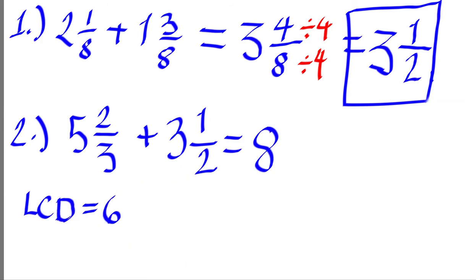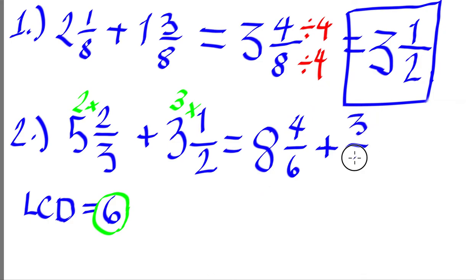Now since the LCD is 6, I think you know the drill. We divide the LCD by the denominator. 6 divided by 3 is 2, and 2 times 2 is the new numerator, so we have 4 over 6. Plus, 6 divided by the denominator 2 is 3, and then multiply that by your numerator: 3 times 1 is 3. So it's 3 over 6. Now since they are similar fractions, we copy the whole number first, and then 4 over 6 plus 3 over 6 gives us 7 over 6.